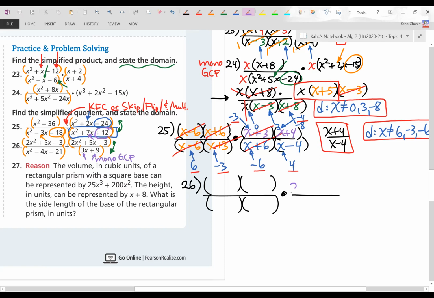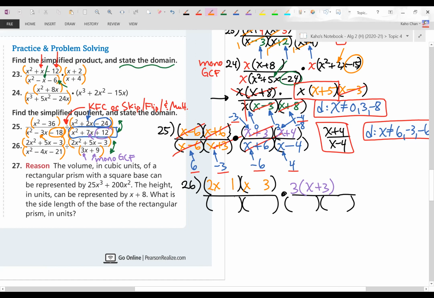Take out a 3. That leaves us with an x plus 3. Sweet. And flip the other one down here. Okay, let's do this. I'll do the first rational expression first. 2x squared plus 5x minus 3. Ooh, that's a little tougher. A lot tougher. I'm going to guess and check here because I need to see what I'm doing.